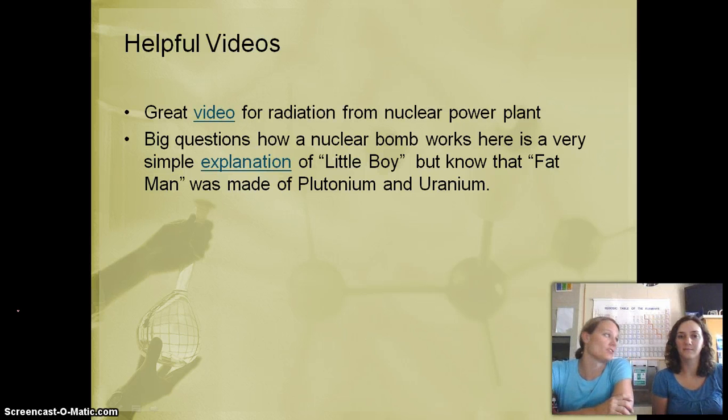The other big question I usually get in class, and I don't know, Miss Kelly, you might too, I get it all the time: well, how do we use plutonium and uranium in atomic and nuclear bombs? So what we did is we put in a little video on the explanation for the Little Boy and also the Fat Man. So the Little Boy was made of uranium, and Fat Man was actually made of plutonium and uranium. So those are the two nuclear bombs, and it kind of tells you how they work.